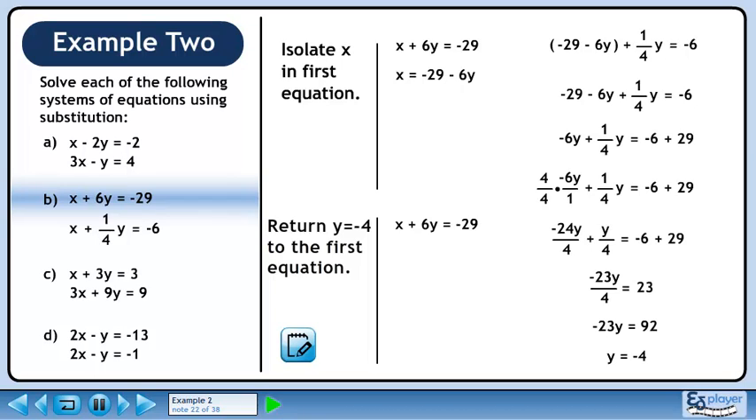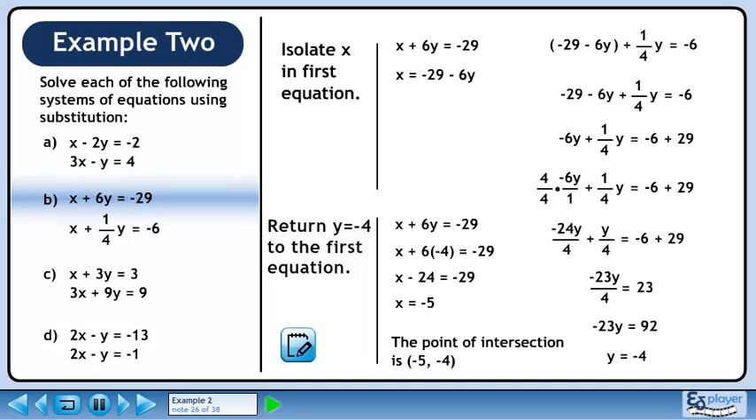Now we'll plug the y value of minus 4 into either equation to solve for x. In this example, we'll use the first equation, x plus 6y equals minus 29. Plug in minus 4 for y, as shown in the animation. Simplifying gives x minus 24 equals minus 29. Finally, we get x equals minus 5. The point of intersection is (minus 5, minus 4).